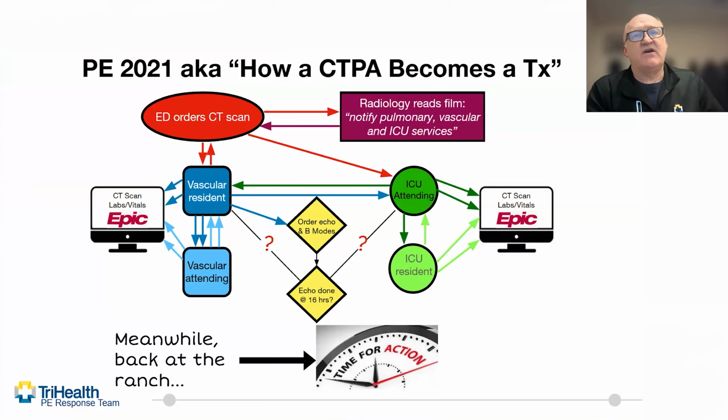So this slide shows how our PE algorithm worked before we began using AI. And if it looks busy, that's because it was. It's super inefficient. It was not in the least bit timely.